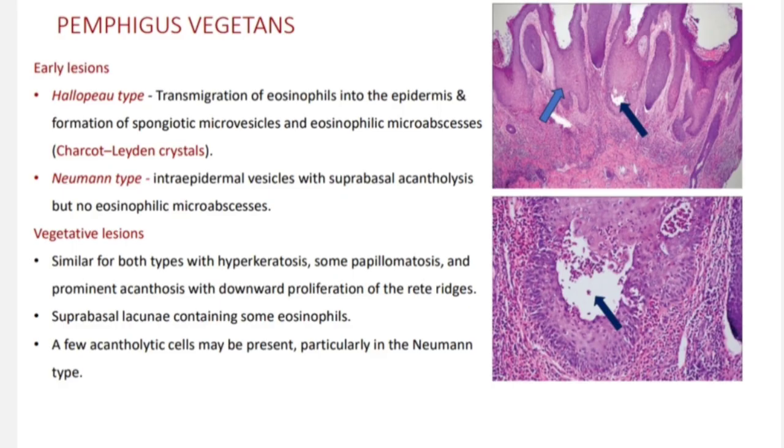And in advanced lesions of pemphigus vegetans, it is similar for both types with hyperkeratosis, some papillomatosis and prominent acanthosis with downward proliferation of rete ridges. Then suprabasal lacunae may contain some eosinophils and few acantholytic cells may be present, particularly in the Neumann type. So in the image, the red arrow shows the thickened epidermis showing pseudoepitheliomatous hyperplasia, and the second image is a zoomed in version of the first one. The blue arrow shows suprabasal blister with inflammatory cells in it.